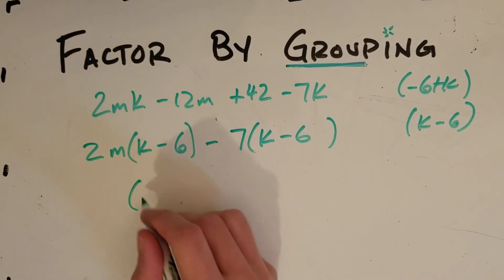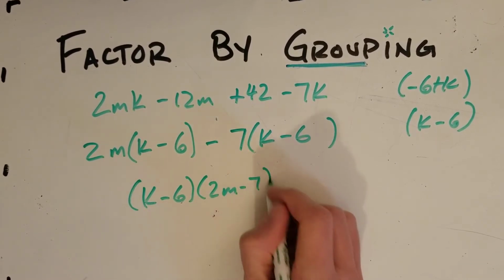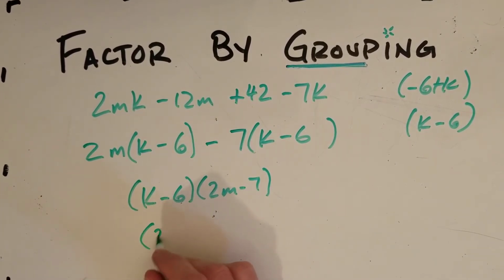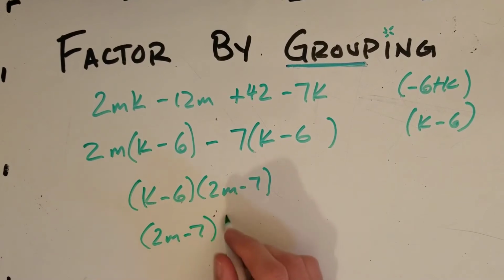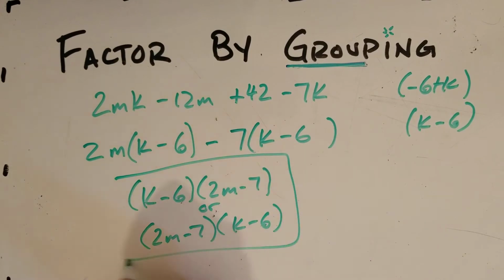So we can go ahead and factor out that k minus 6, and we're left with 2m minus 7, which you also could write this if you wanted to. 2m minus 7 times k minus 6. Either one of these is okay. That's your factored form here.